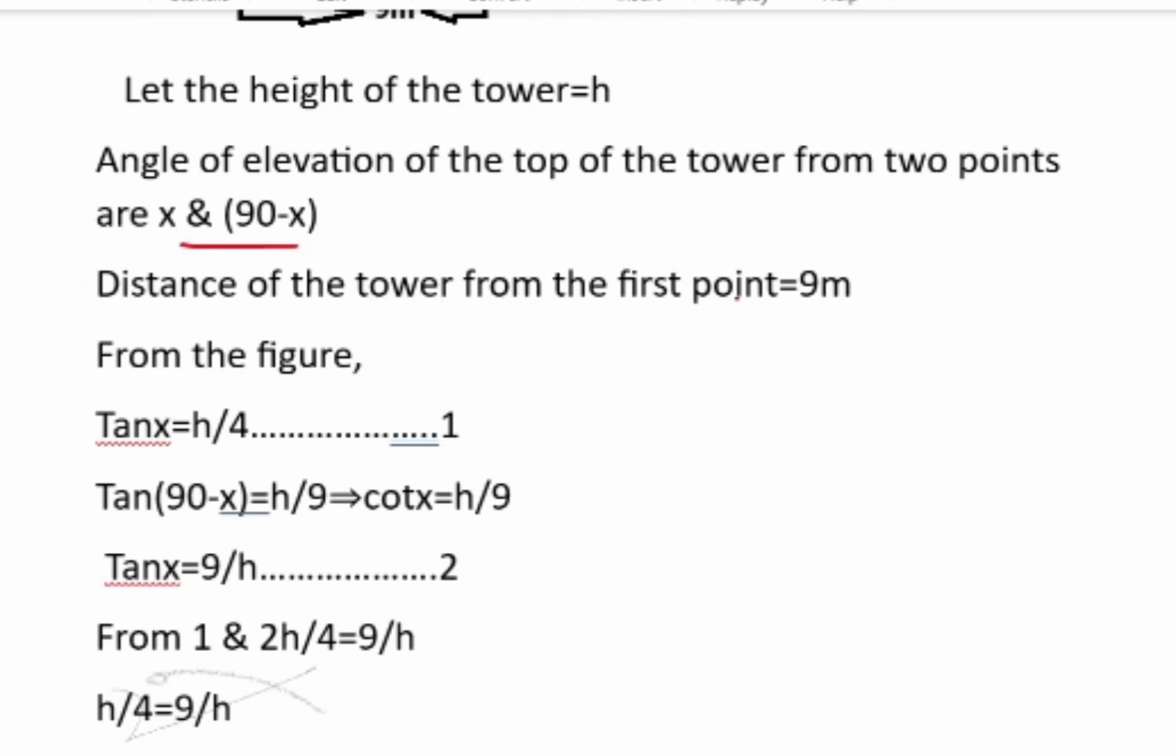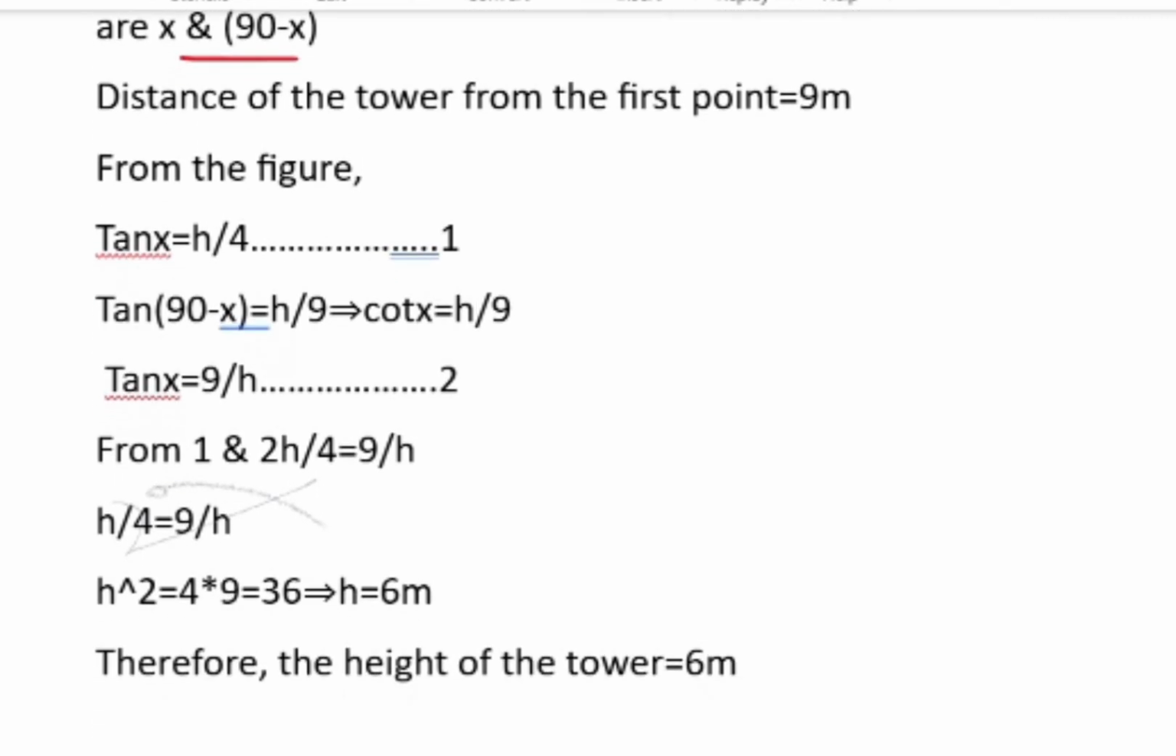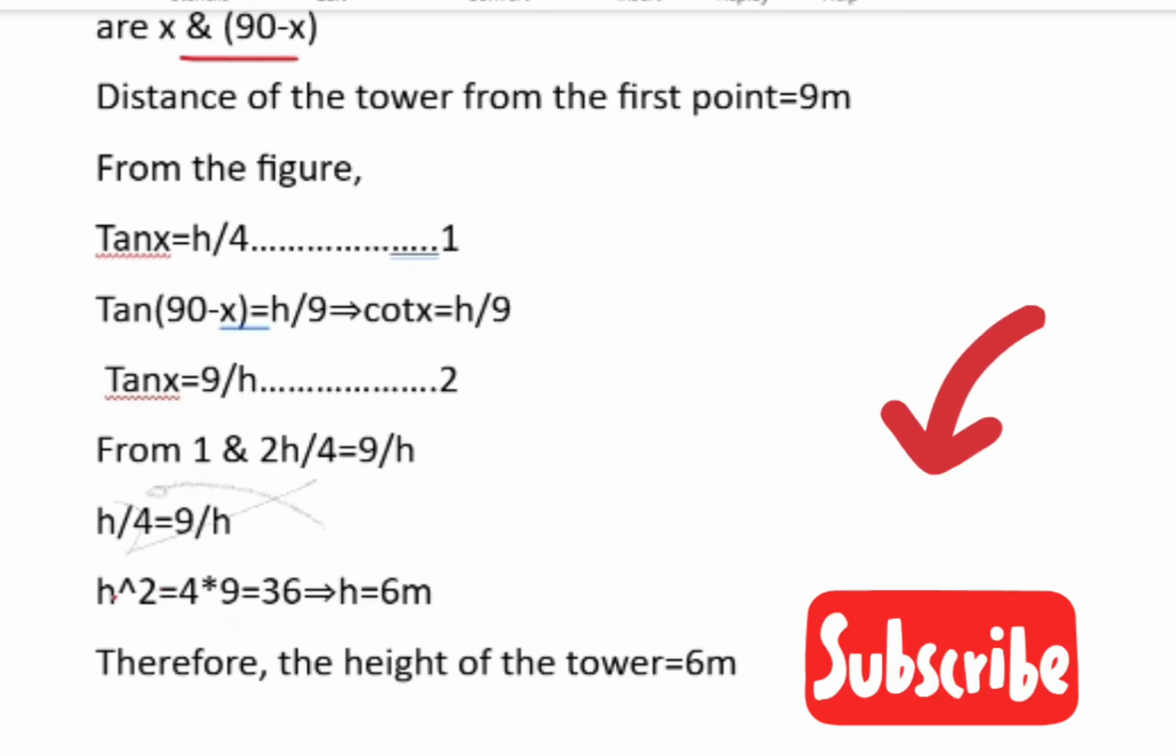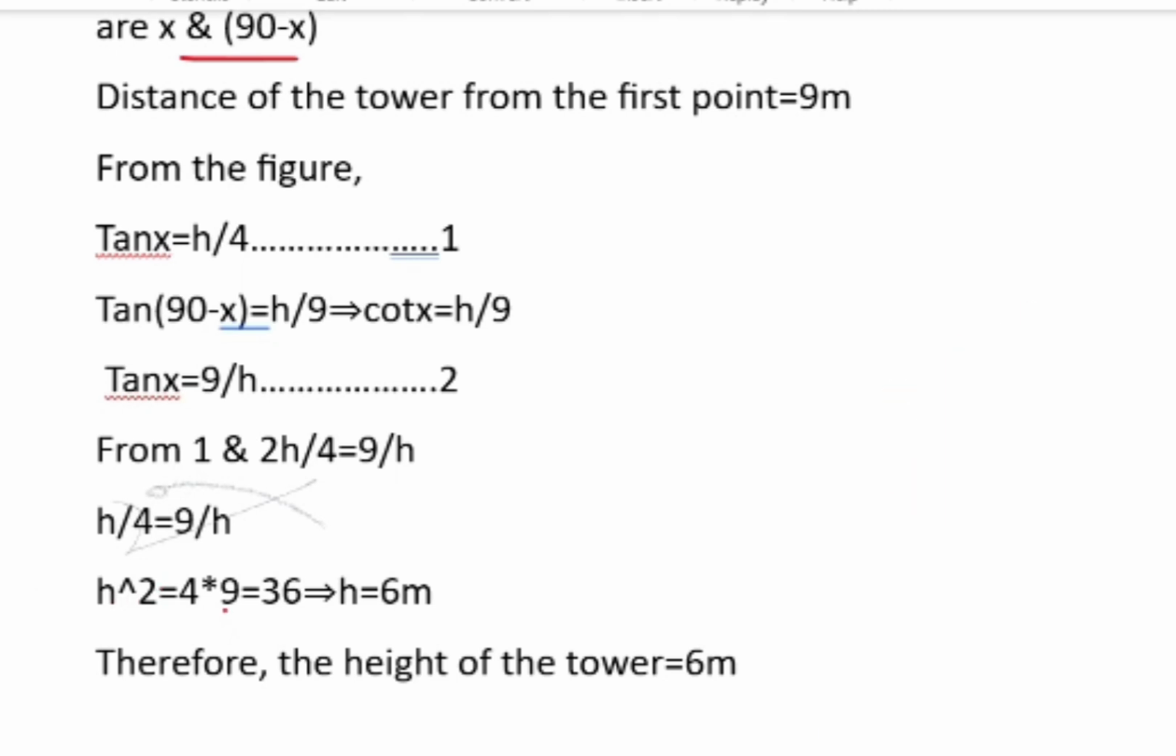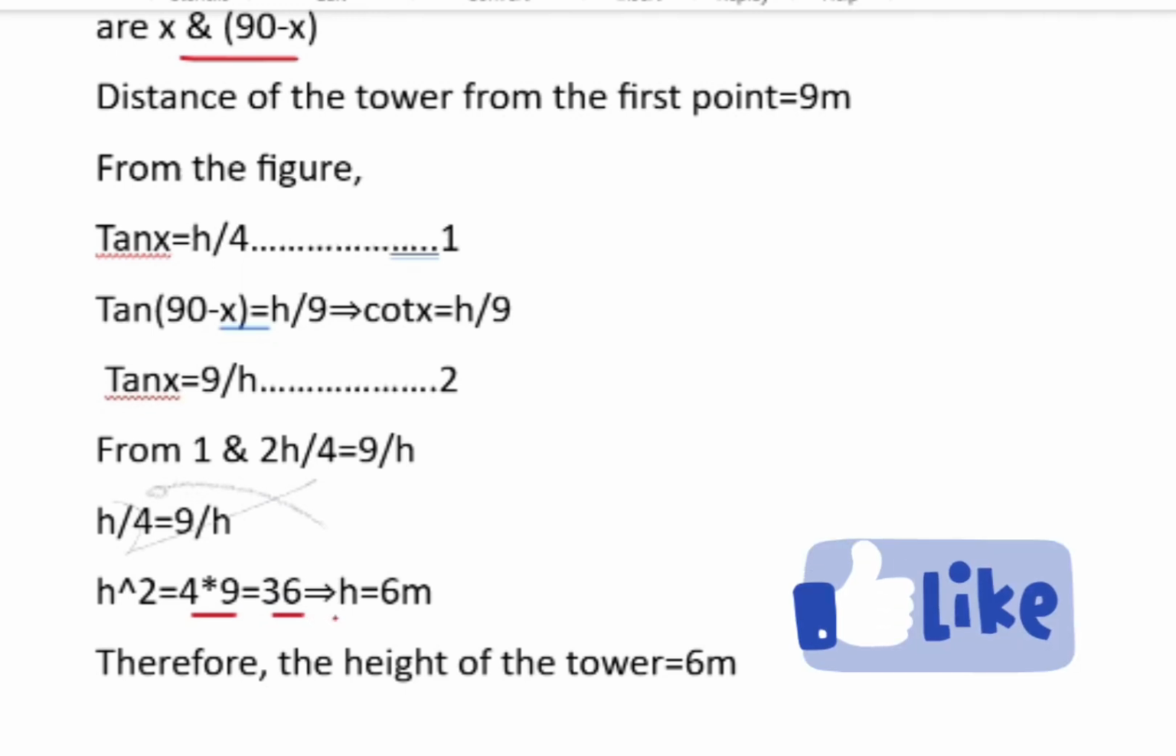From 1 and 2, h by 4 is equal to 9 by h. So cross multiplication, h square is equal to 4 into 9. 4 nines are 36, so h square is equal to 6 square. So the square and square root cancel, and h is equal to 6 meters. The height of the tower is equal to 6 meters.